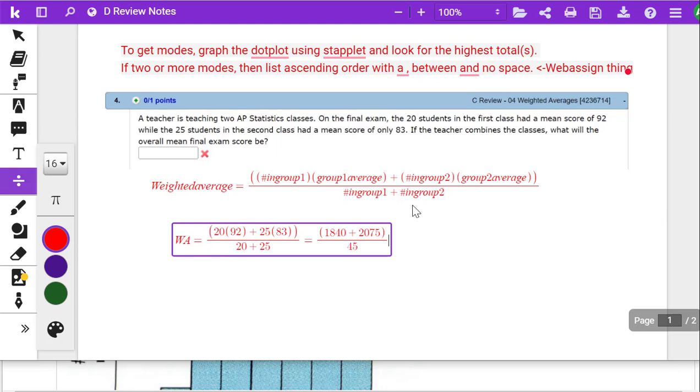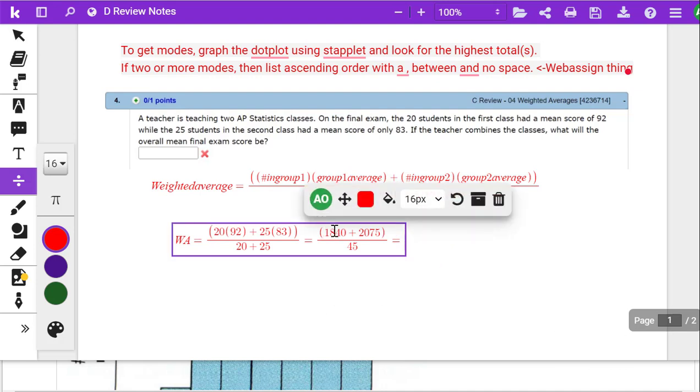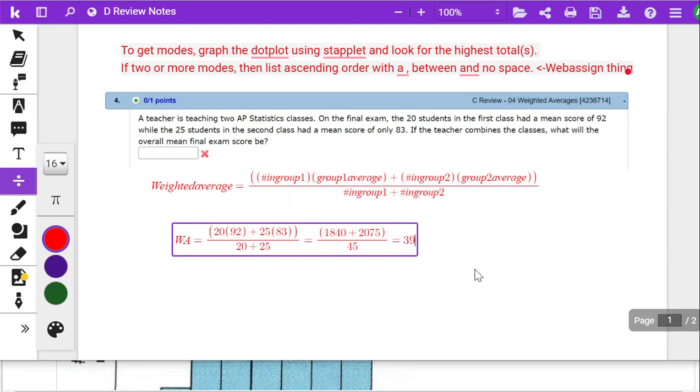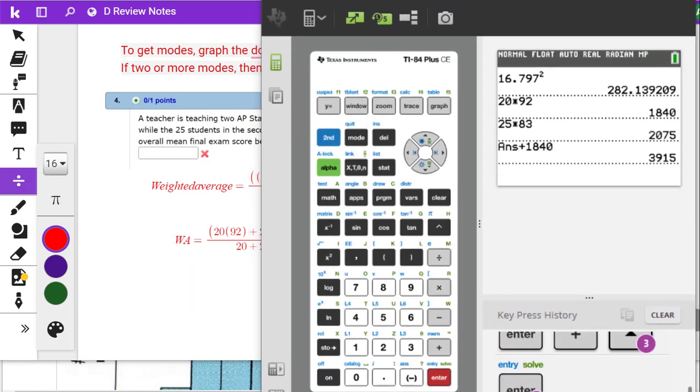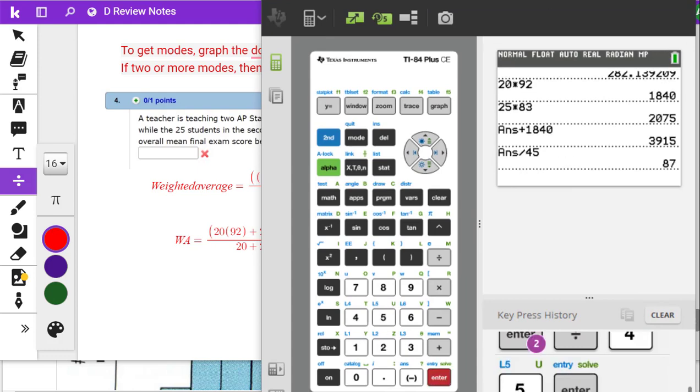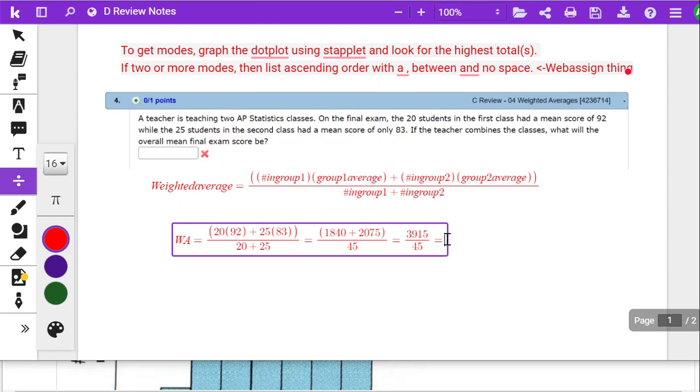All right. So finally, when I add these two, there we go. I should get 3915. That looks right. So 3915 divided by 45. Just work this out, and then go ahead and divide it by 45. And I'm getting 87. All right, so let me go ahead and put that in, 87.